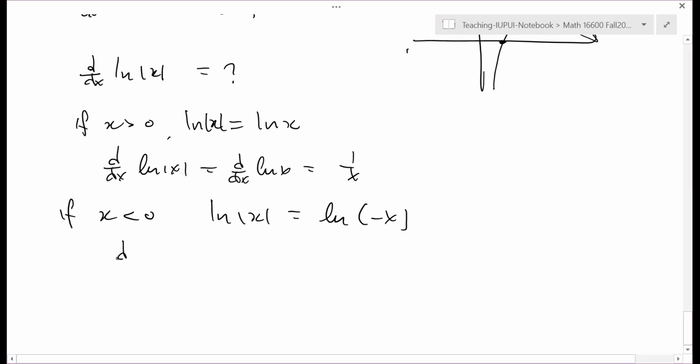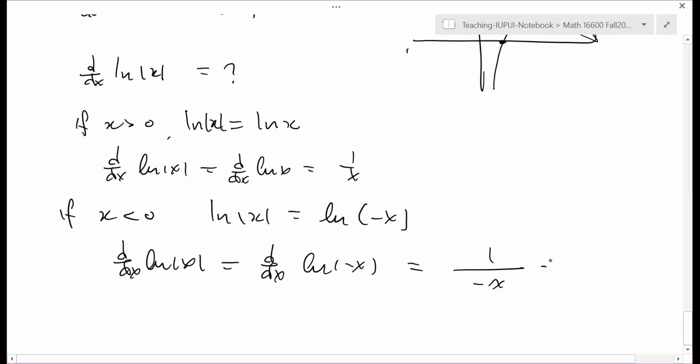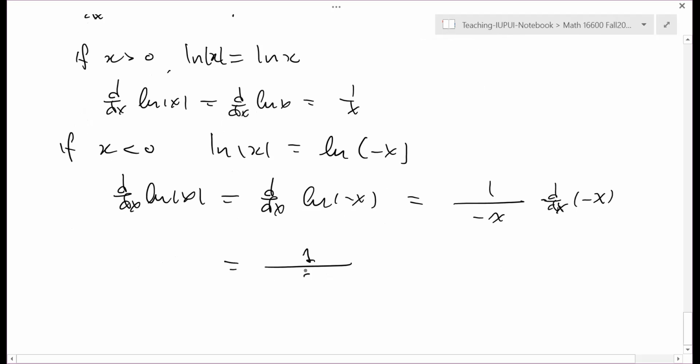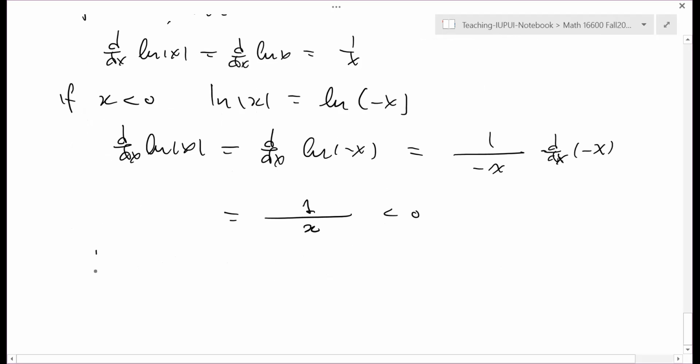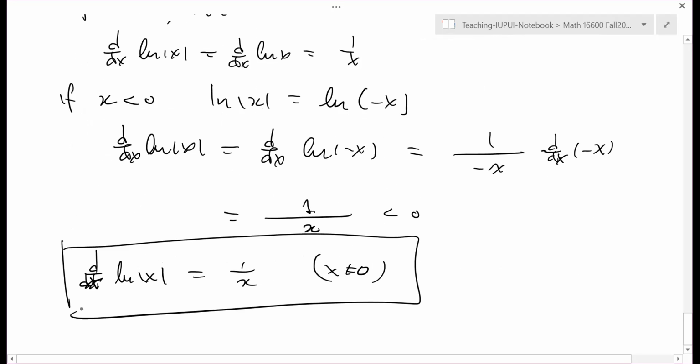All right. Then you differentiate. Using the chain rule, you put negative x into the denominator, then you differentiate negative x, which is negative 1. So the answer is still 1 over x, because negative 1 over negative x is 1 over x. This time it looks like there's no sign there, right? But remember, x is negative here. If you want to write a formula, you can put the two cases together, as long as x is not 0. So this is the formula.